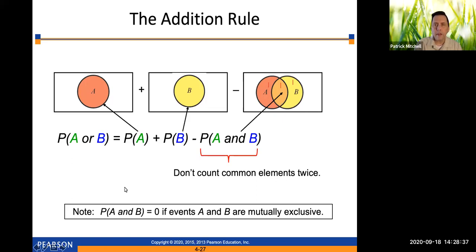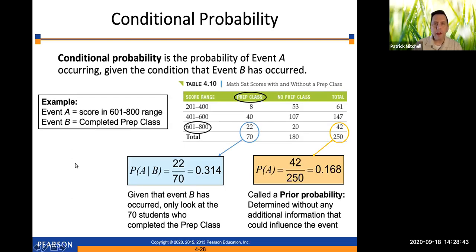All right. Let's see. Get rid of my scribbles there. All right, that brings us to conditional probability. Conditional probability is the probability of event A occurring given the condition that event B has occurred.